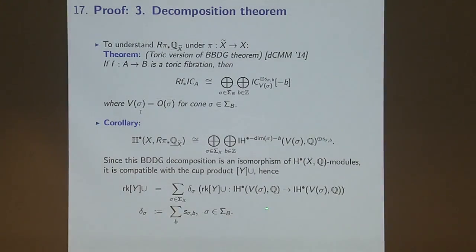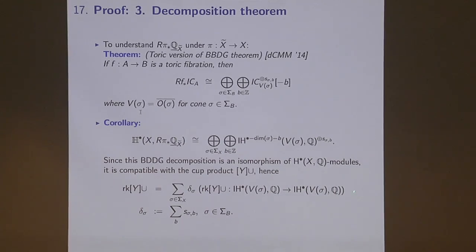Okay, so here's a corollary of the DCMM theorem: the hypercohomology that we're interested in, of this derived pushforward sheaf, can be decomposed as the intersection cohomology of these closed subvarieties V of sigma. Again, with some multiplicity and with some degree shift. And as a consequence, you can apply a further result of DCMM to compute this multiplicity and translate into a computation of the rank.